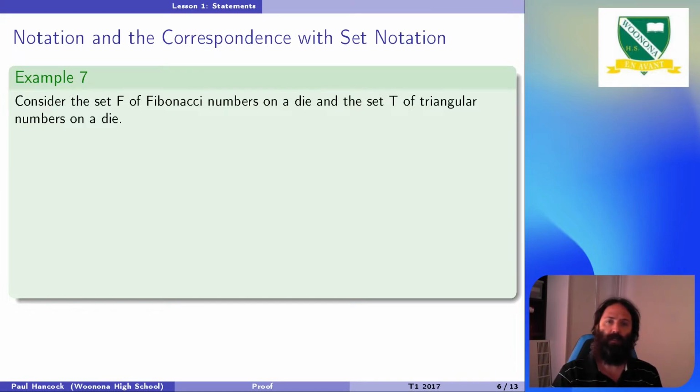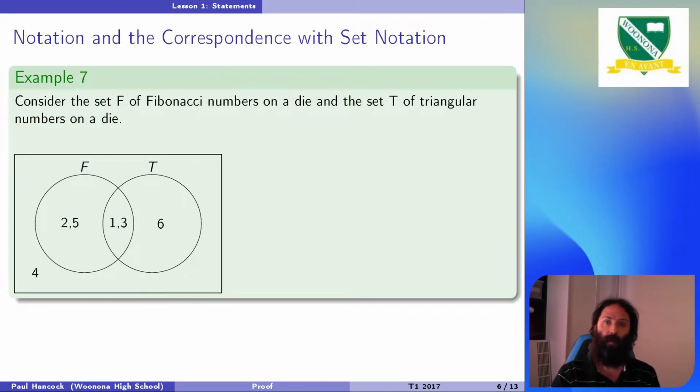So we're going to consider the set of Fibonacci numbers on a standard six-sided die, which we're going to call F, and the set of triangular numbers on the same die, represented by T. Okay, so here's a Venn diagram of the six numbers on a standard die, and we've split them up into groups. The Fibonacci numbers on the die are 1, 2, 3, 5, the triangular numbers are 1, 3, 6, and poor old 4 is not in either of them. So it's sitting in the rectangle, but it's not in the circles.